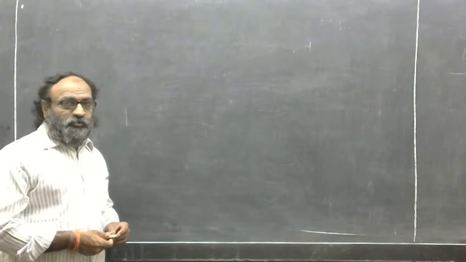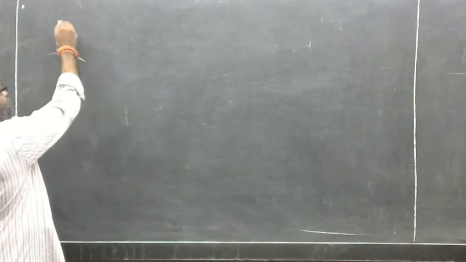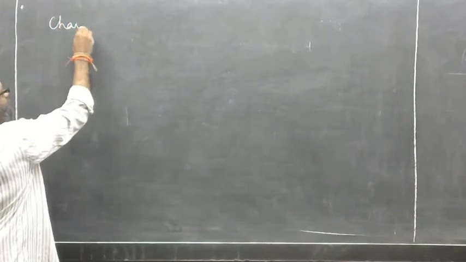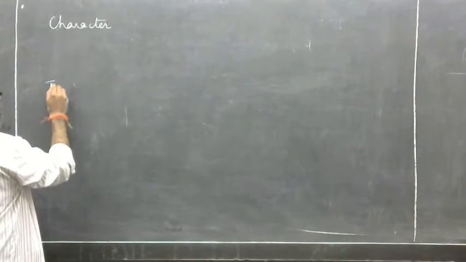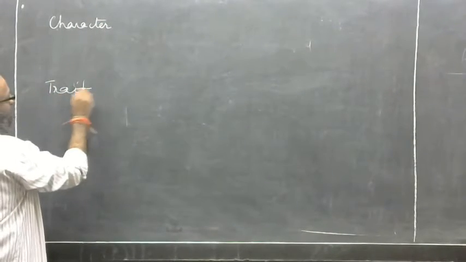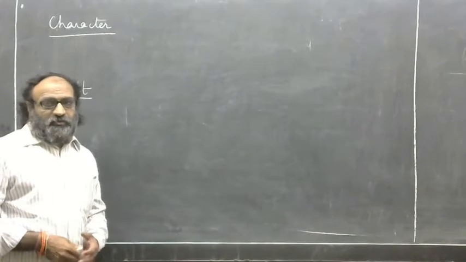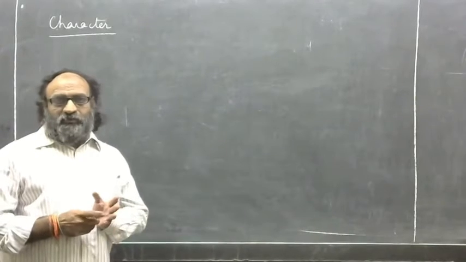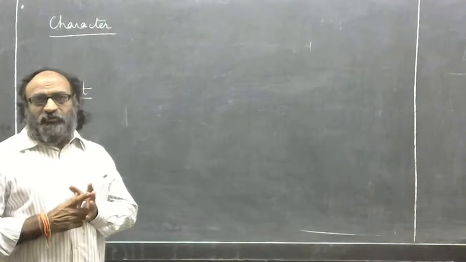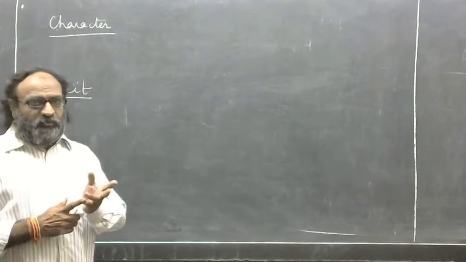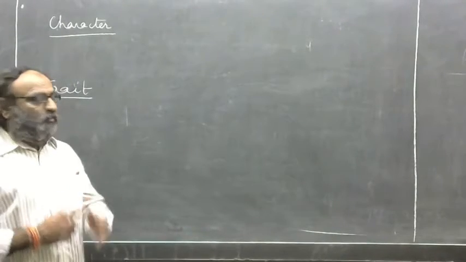Now let me introduce some more terms related to genetics. One term is character and the other is trait. What is a character? Character is the morphological and physiological feature of an organism. That means it is the structural feature and the functional feature of an organism.